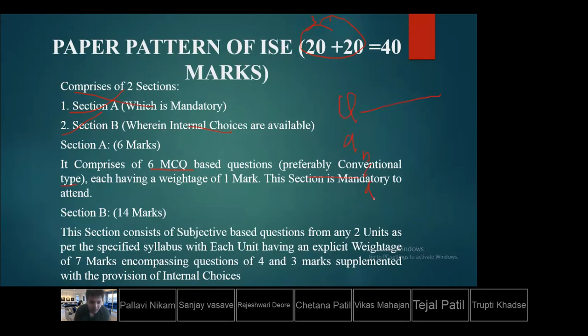Section B will be of 14 marks. This section consists of subjective questions from 2 units, as per the syllabus specified by the university, and the weightage will be 7 marks per unit, comprising questions of 4 and 3 marks with internal choices. For example, in unit number 1 there will be 2 questions. Question number 1 will be of 4 marks, and question number 2 will be of 3 marks. In each question there will be an internal choice given to you. Like this, in each unit the internal choice will be available, with 7 marks for each unit, that is 4 marks and 3 marks.